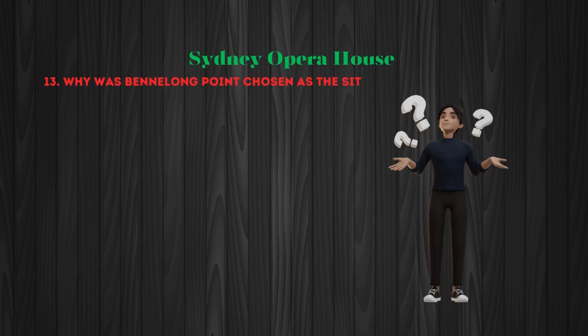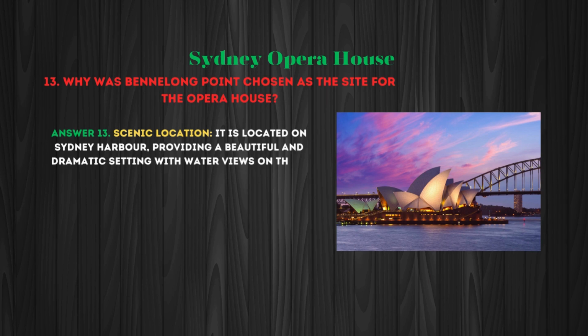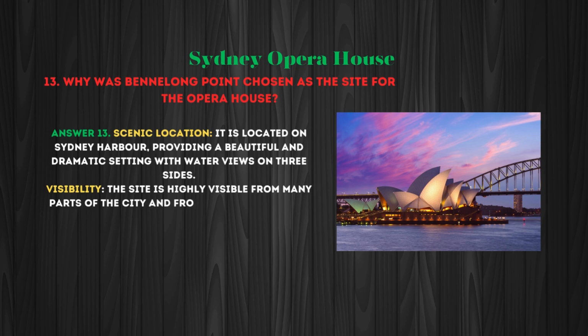Why was Bennelong Point chosen as the site for the Opera House? Scenic location. It is located on Sydney Harbour, providing a beautiful and dramatic setting with water views on 3 sides. Visibility. The site is highly visible from many parts of the city and from the water, making it an iconic landmark.